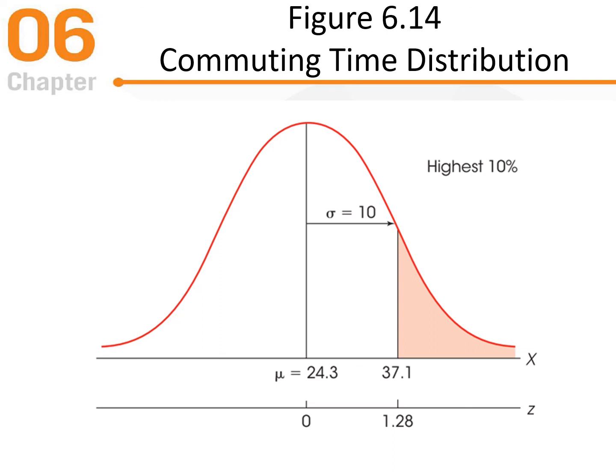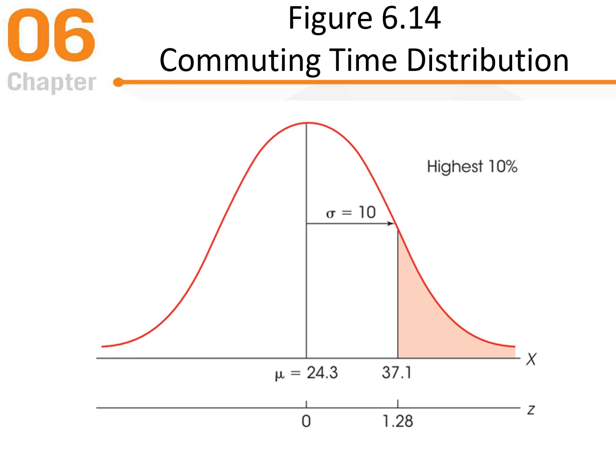Now that I have the z-score of 1.28 that corresponds to the top 10%, I can convert that 1.28 to a raw score. All I have to do is take z, multiply by sigma. So 1.28 times 10, the standard deviation, gives me 12.8, and then add it to the mean. 12.8 plus 24.3 gives me 37.1, and that's my raw score. So once I have that z-score, I do z times sigma plus mu to give me the raw score, and when I compute that, I get 37.1.